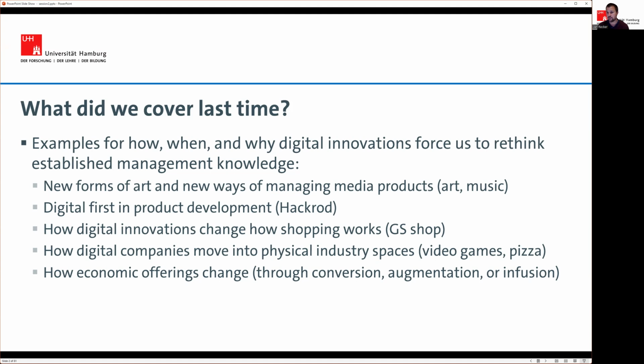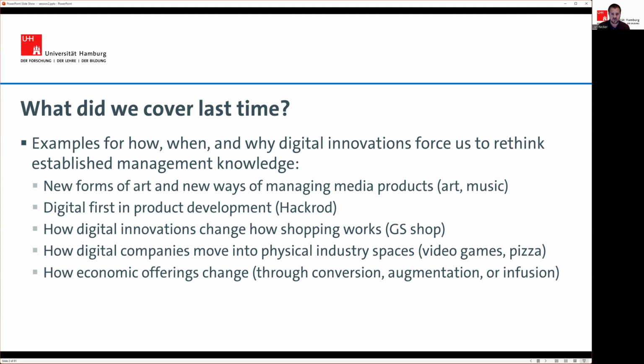an actual car. We discussed how digital innovations over time change the trajectory of how shopping works, with the example of GS Shop that moved from cable television shopping to internet online shopping to mobile shopping and was differently successful in these different eras. We also gave examples of what is called industry convergence. So the movement of digital native companies from one industry sector into a completely different industry sector. And we gave the example of video games or of algorithmic curated pizza toppings as examples.